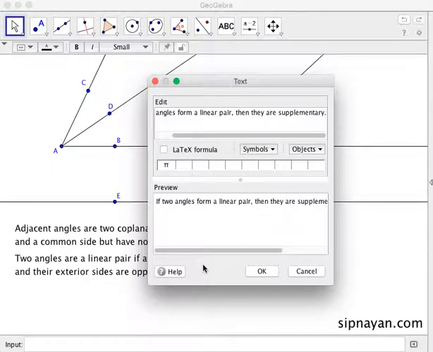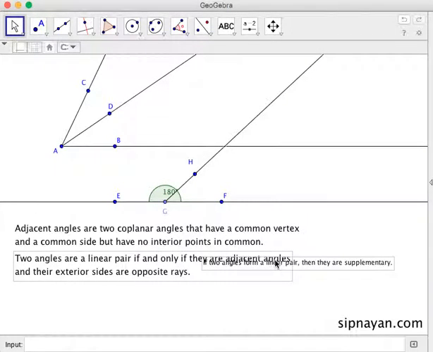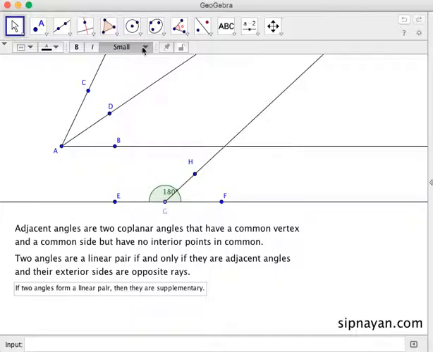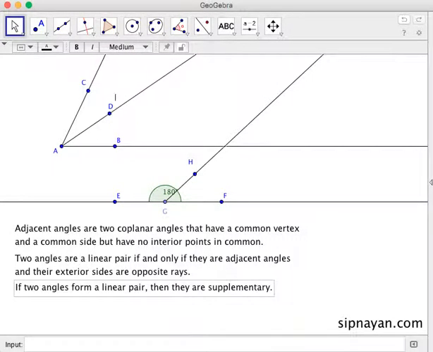Okay? So, yan. Supplementary, di ba? Ibig sabihin niyang supplementary is their sum is 180 degrees. I think we have learned that already in the series, yung complementary and supplementary angles. So that's it. Yan yung ating video on linear pair and adjacent angles.